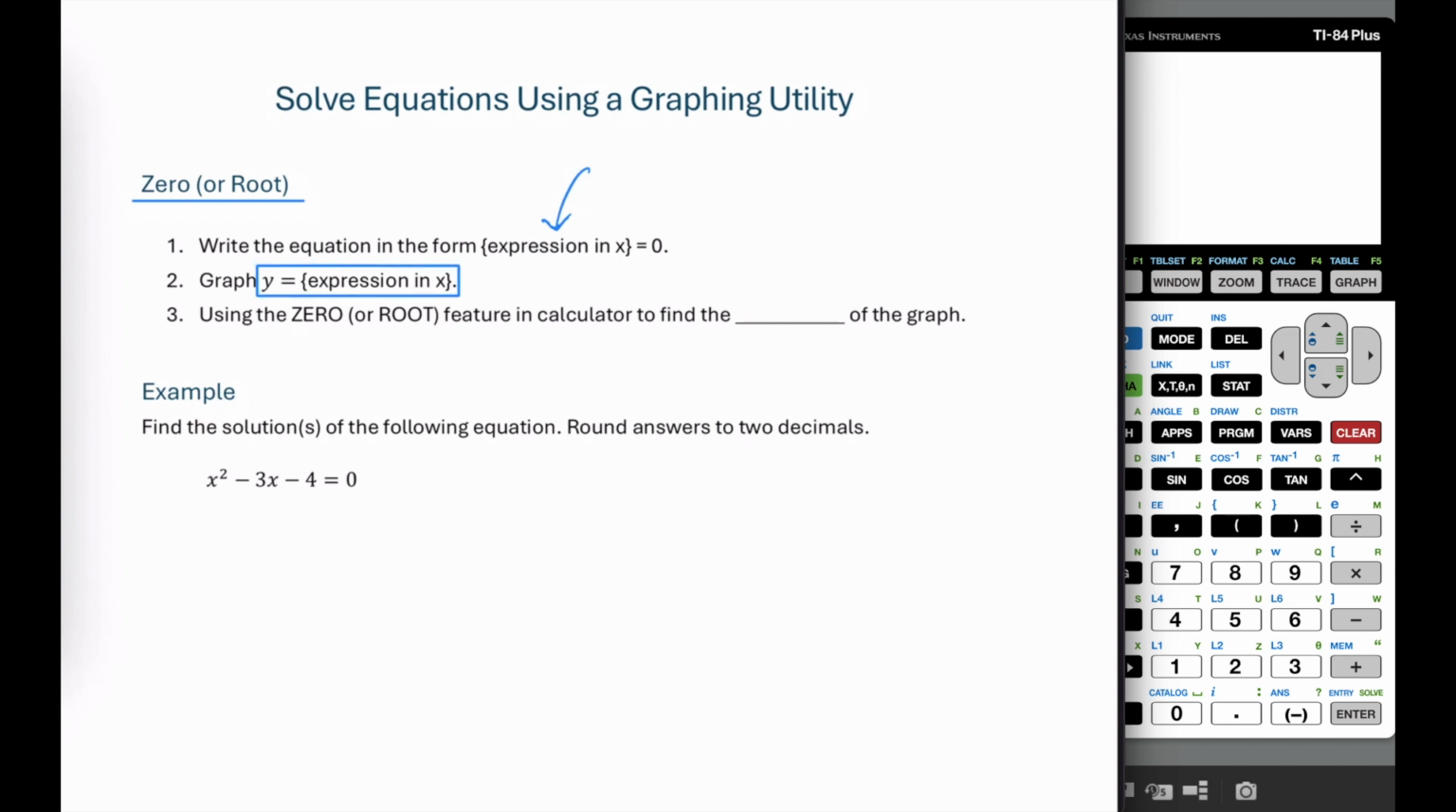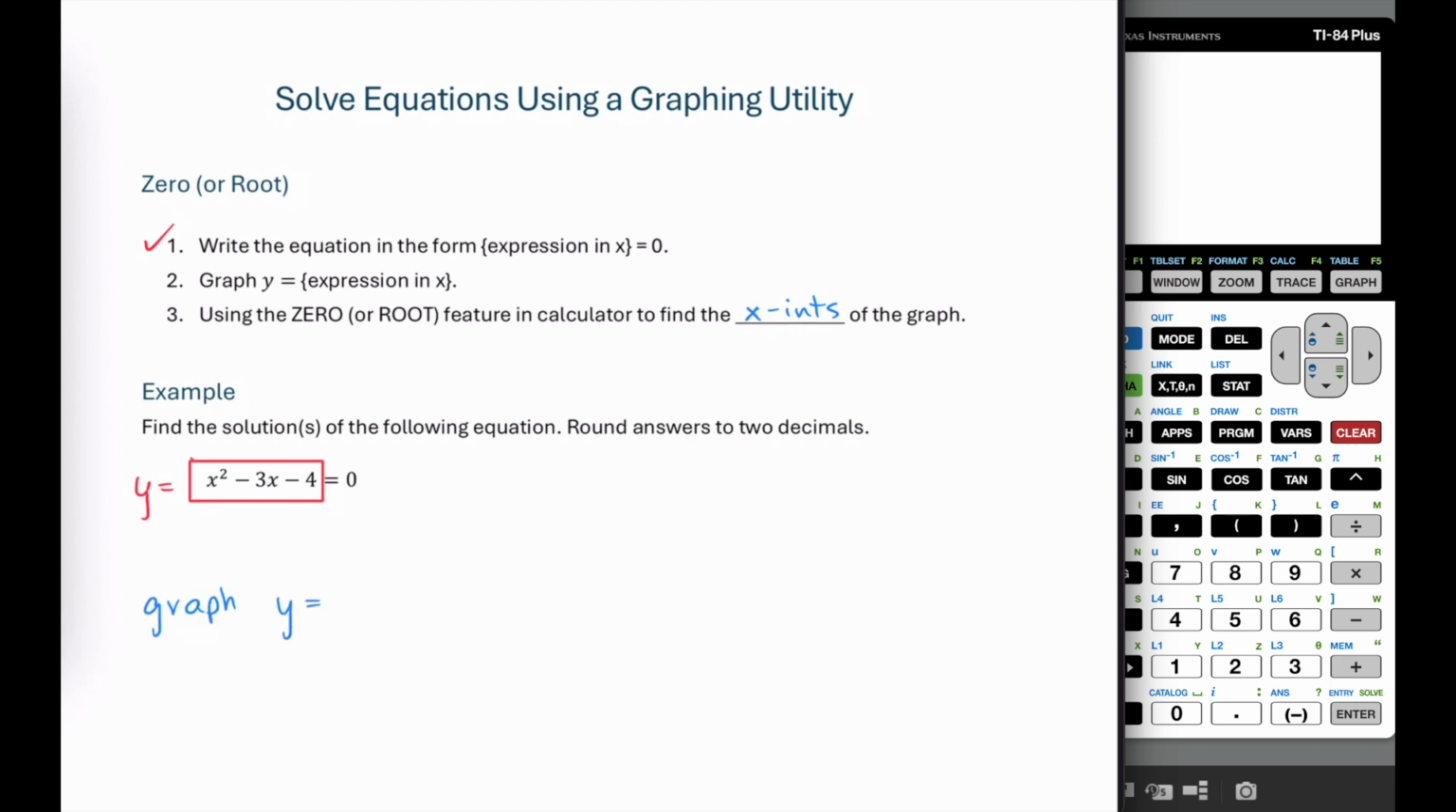Then we set that expression equal to y and plug it into our calculator, and then we use the zero function, or again the root function if it's an older calculator, to find the x-intercepts of the graph. So let's look at an example. We already have the equation set equal to 0 on one side, so now we take this expression on one side of the equation, set it equal to y, and then we'll plug that into our calculator.